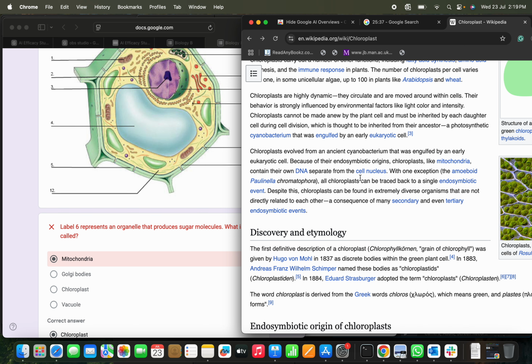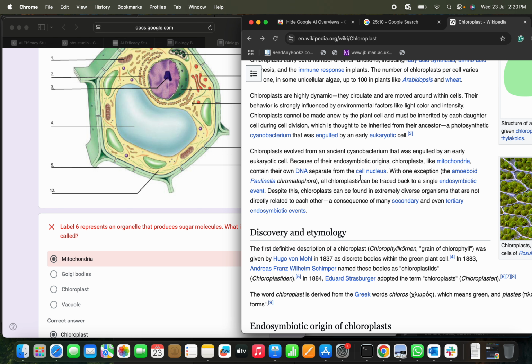They cannot be made anew by the plant cell and must be inherited by each daughter cell. So it's something which is genetically passed on. That's what I'm understanding from here. Chloroplasts evolved from an ancient cyanobacterium that was engulfed by an early eukaryotic cell. Because of their endosymbiotic origins, chloroplasts, like mitochondria, contain their own DNA separate from the cell nucleus.